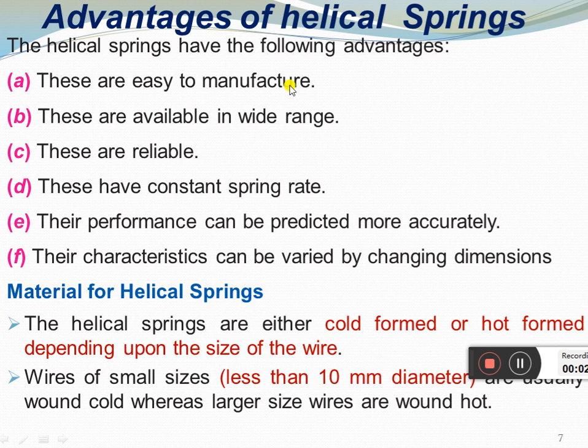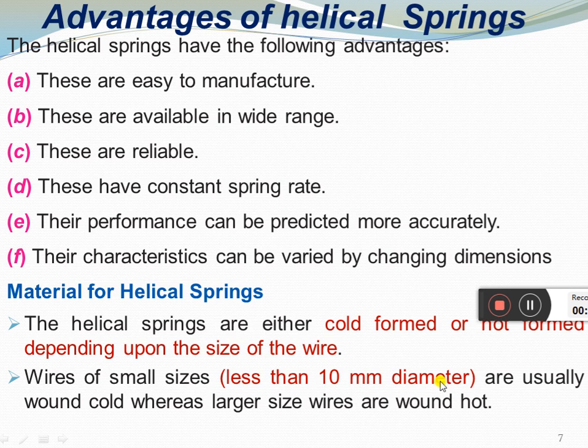And the advantages of helical spring: these are easy to manufacture, these are available in wide range, these are reliable, these have constant spring rate, their performance can be predicted more accurately, their characteristics can be varied by changing dimensions. So materials for helical spring: the helical springs are either cold formed or hot formed depending upon the size of the wire. Wires less than 10 mm diameter are usually wound cold, whereas large size wires are wound hot.